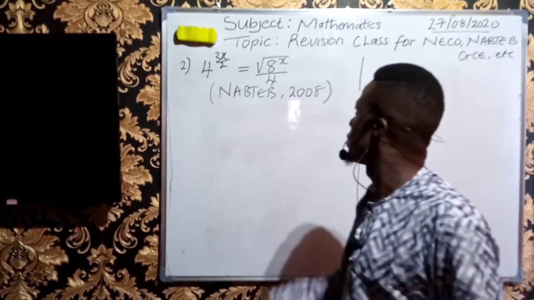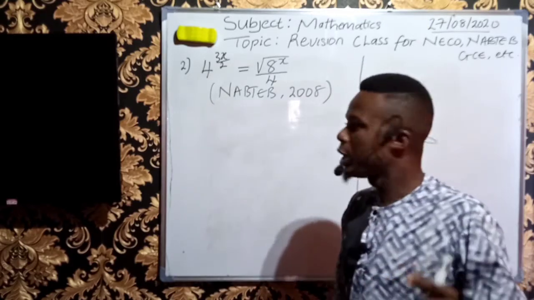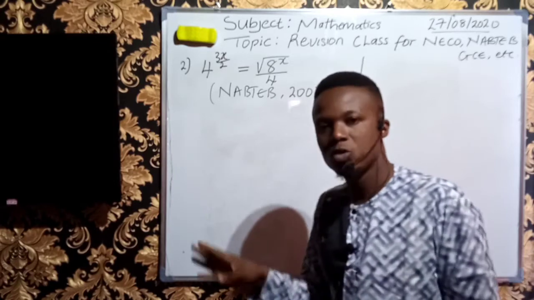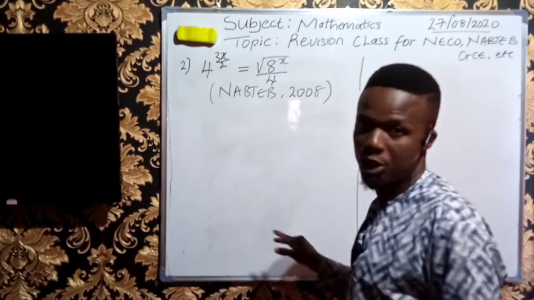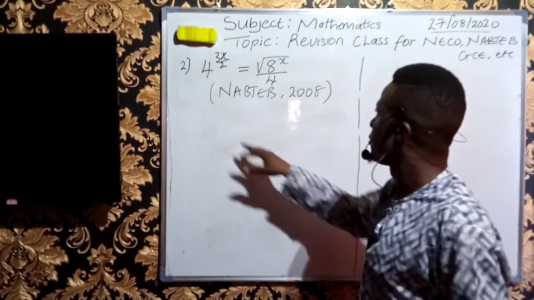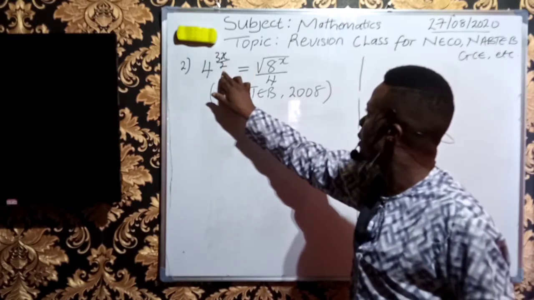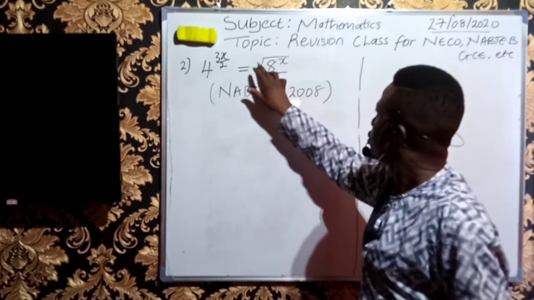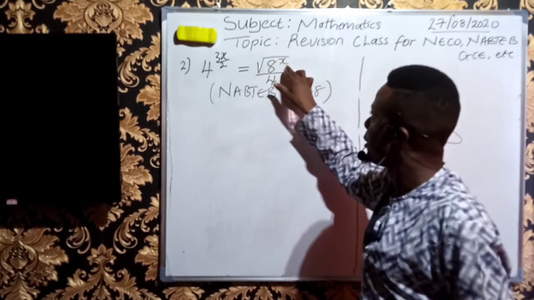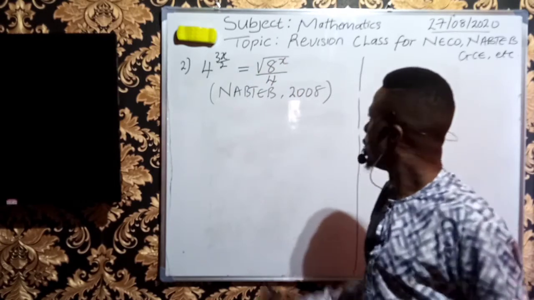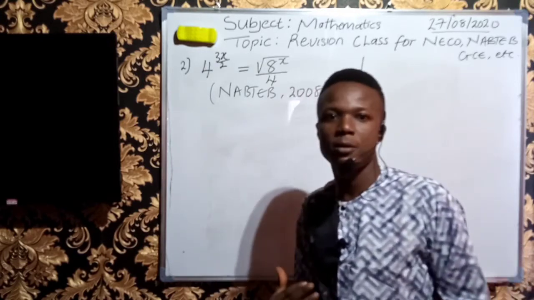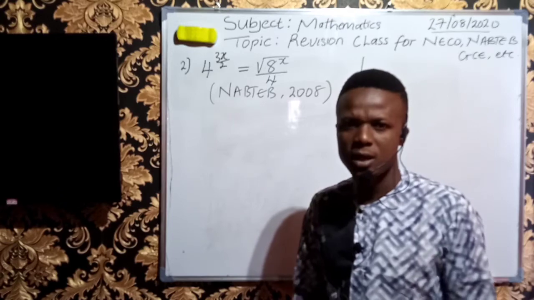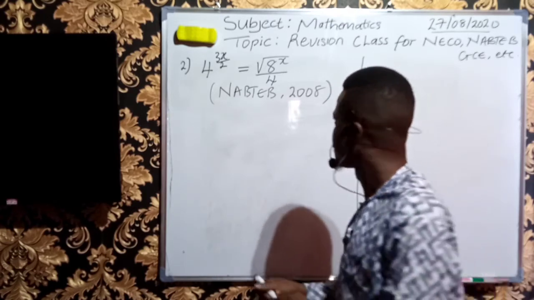Alright, so the second question for today is still on indices. Once we exhaust indices, we go to another topic, either sequence or logarithm. So here we have 4 power of 3x over 2 is equivalent to the square root of 8 power of x all over 4. This one is from NABTEB 2008. Let us see the analysis and solution.